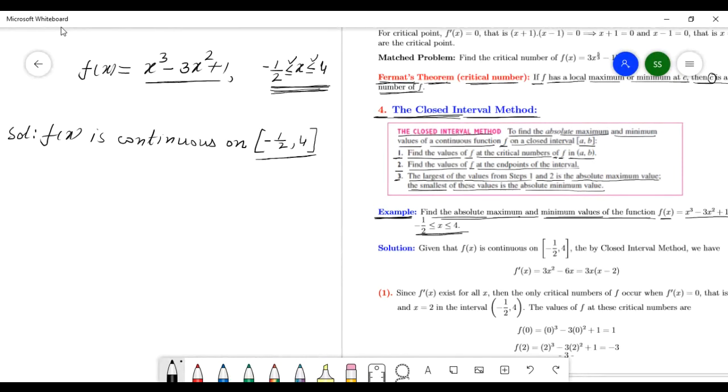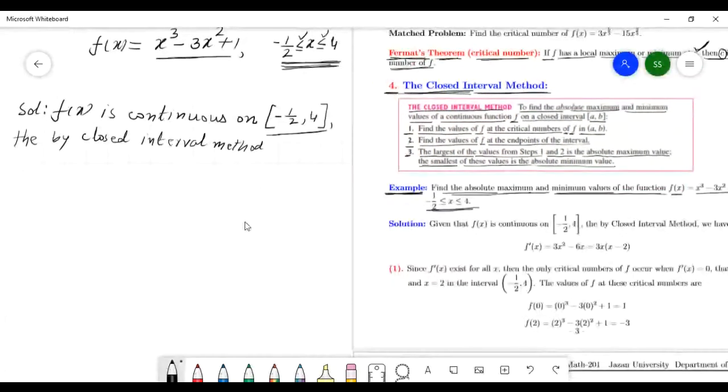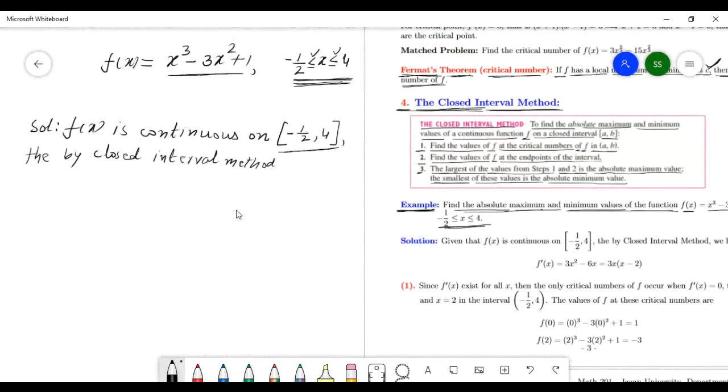Then by the closed interval method, what to do first? First you find the critical numbers. So how to find the critical numbers?